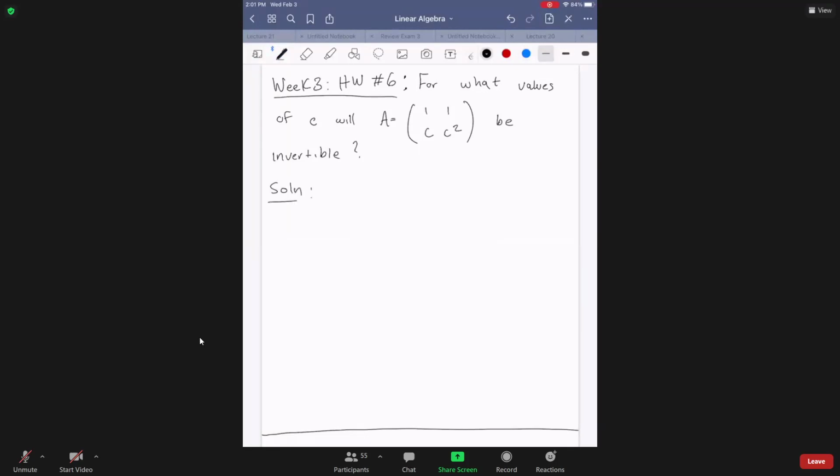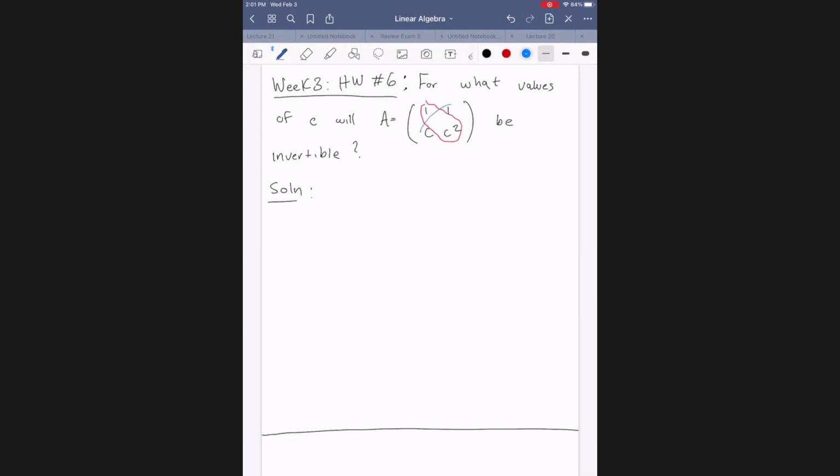We do the exact same thing. So multiply these two together, and then subtract it from these two multiplied together. So using the theorem, we know that c squared minus c cannot be 0, right? Because if it was 0, it wouldn't be invertible.